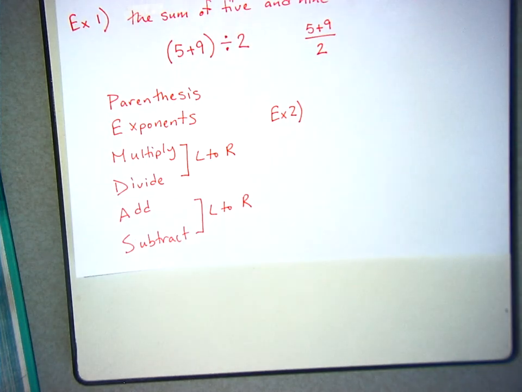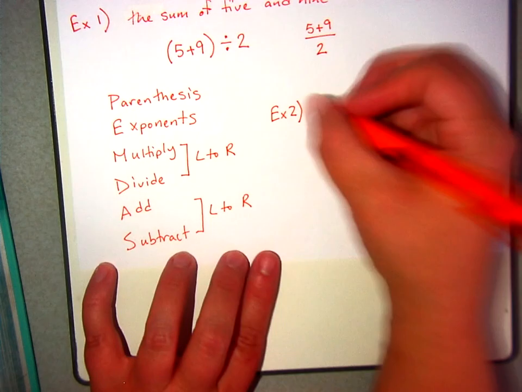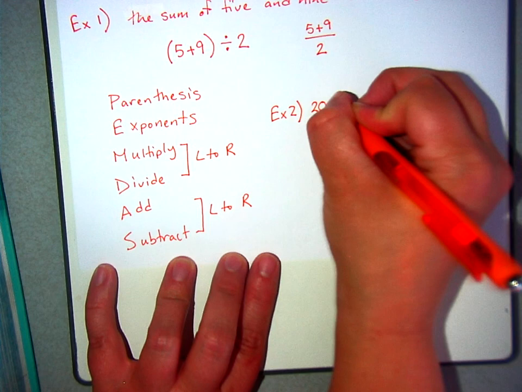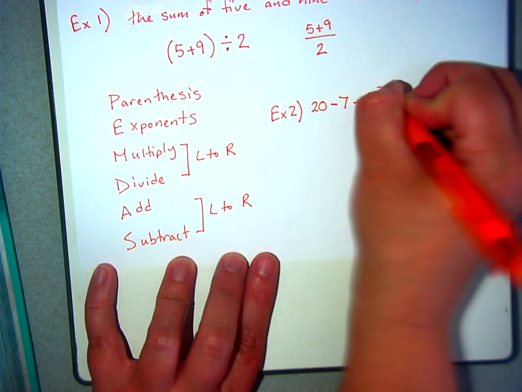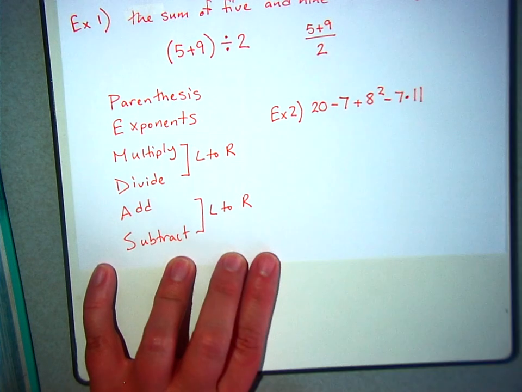Let's do, what did I write down? Do I want to do, yeah. All right, let's do 20 minus 7 plus 8 squared minus 7 times 11.